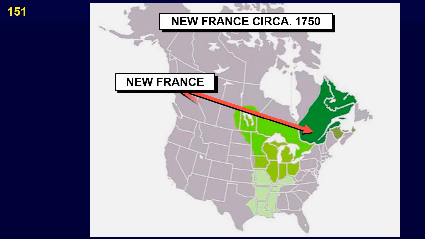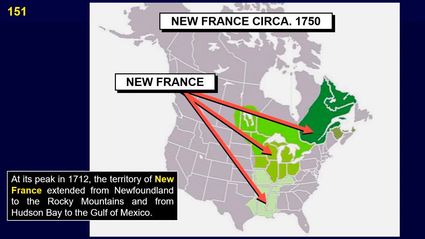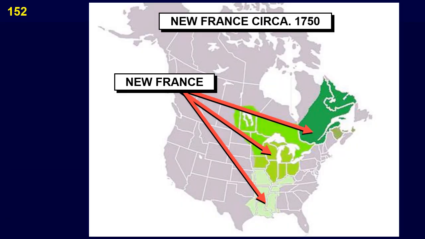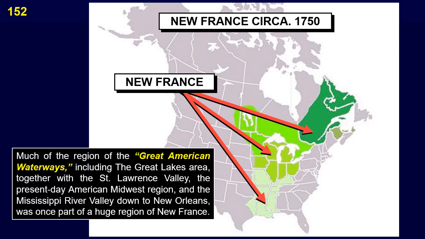At its peak in 1712, the territory of New France extended from Newfoundland to the Rocky Mountains and from Hudson Bay to the Gulf of Mexico. Much of the region of the Great American Waterways, including the Great Lakes area, together with the St. Lawrence Valley, the present-day American Midwest region, and the Mississippi River Valley down to New Orleans was once part of a huge region of New France.